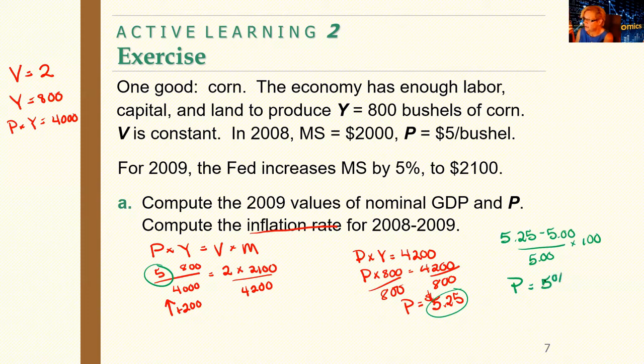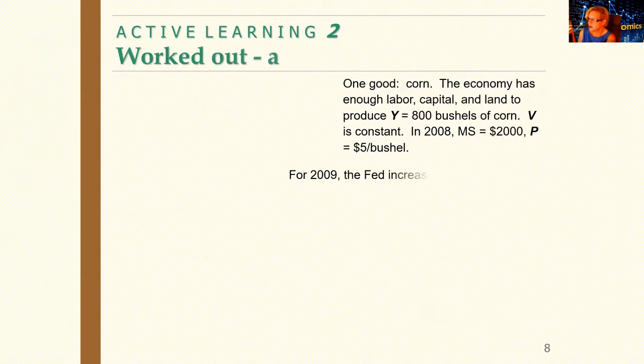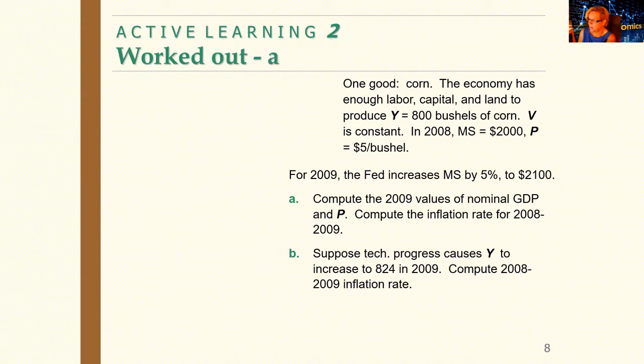Now this is important because notice that the Fed increased the money supply by 5%. So what happened in the quantity equation is the price level went up 5%, if we say that velocity is constant and real GDP is unchanged. Those are the two important pieces to this. So again, in the workout we looked at for A, we saw that if the Fed increases the money supply by 5%, then the effect, according to the quantity equation, will be that the price level will likewise increase by 5%.